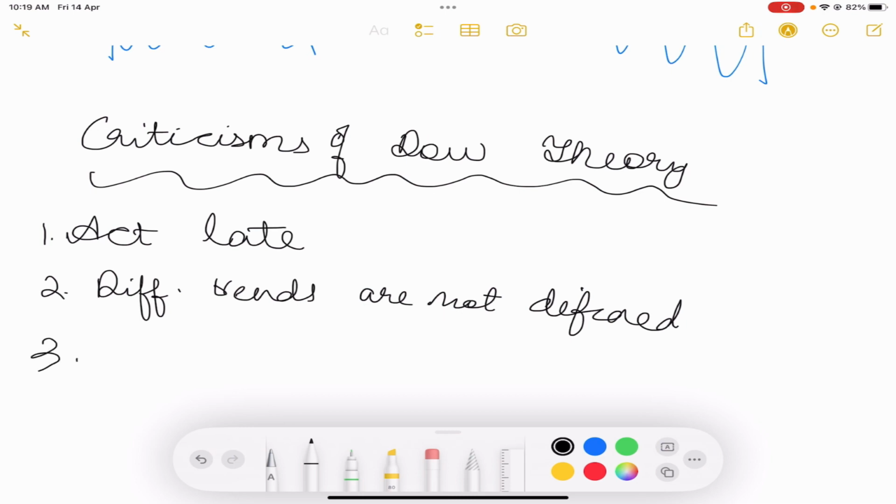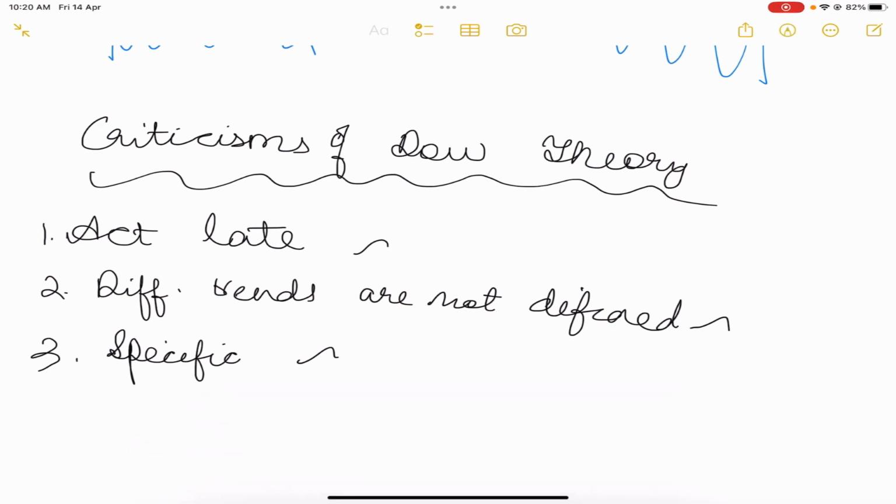And the third criticism is being too specific. So the Dow theory is too specific in nature about the requirements for the change in trend, right? So that is something to keep in mind. So these are my criticisms of Dow theory. Now let's conclude the chapter.